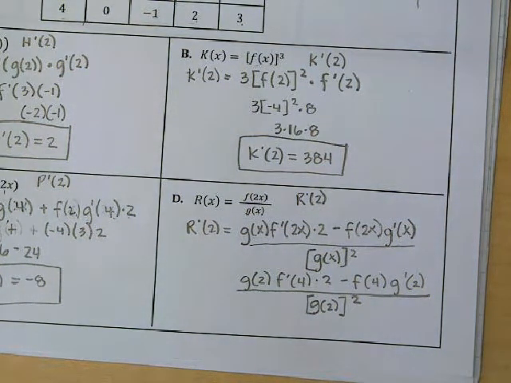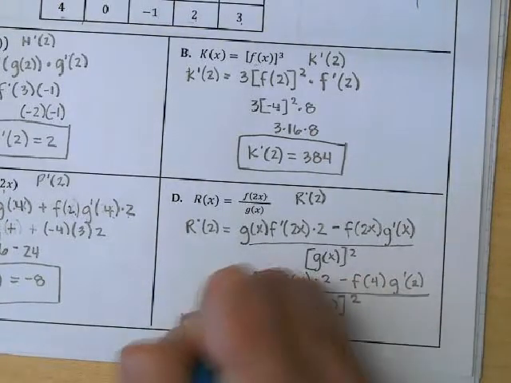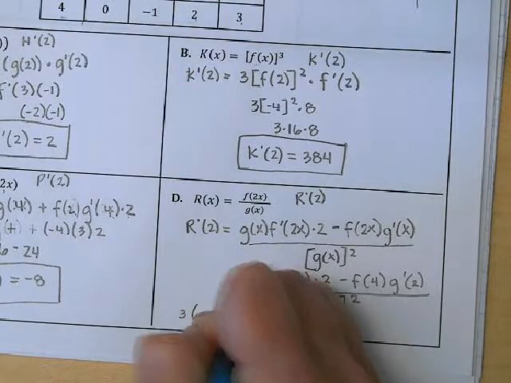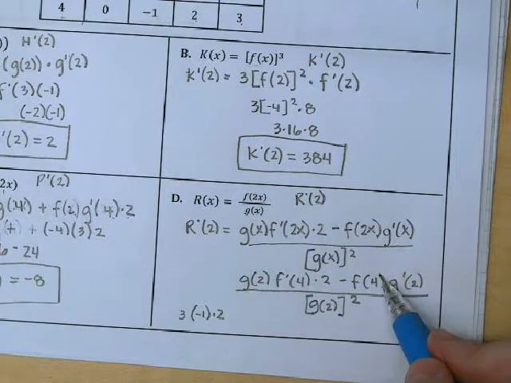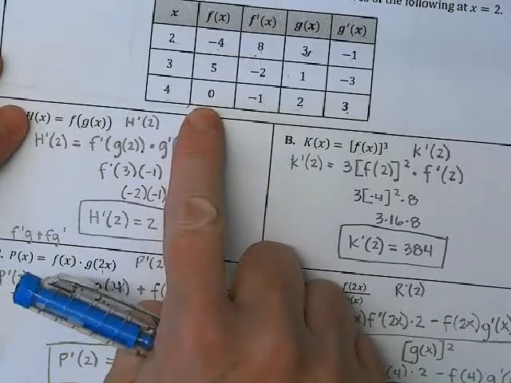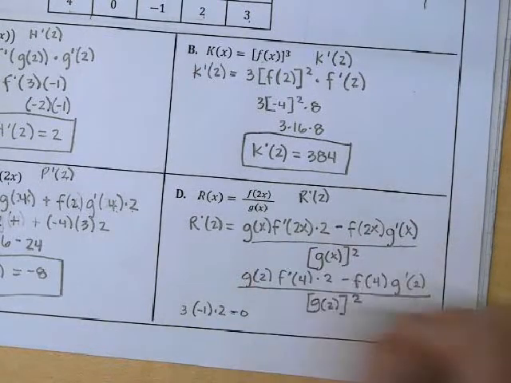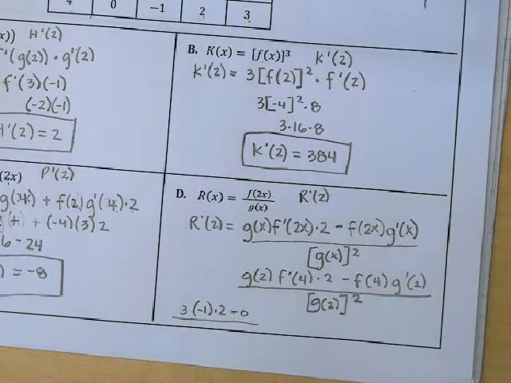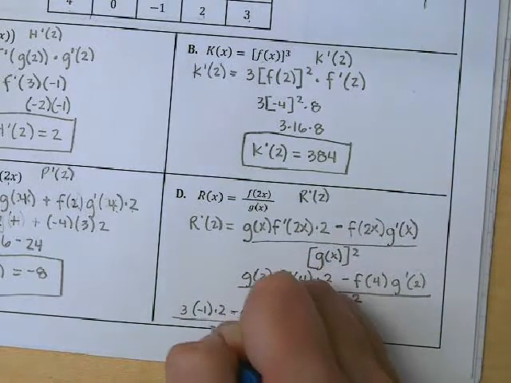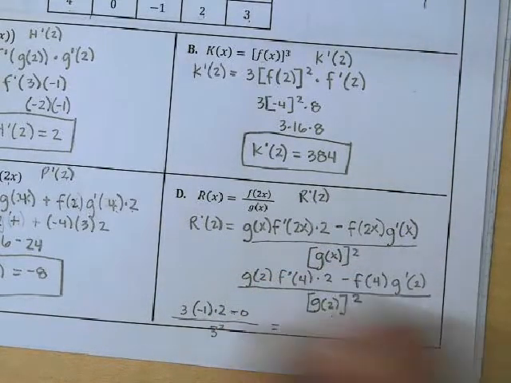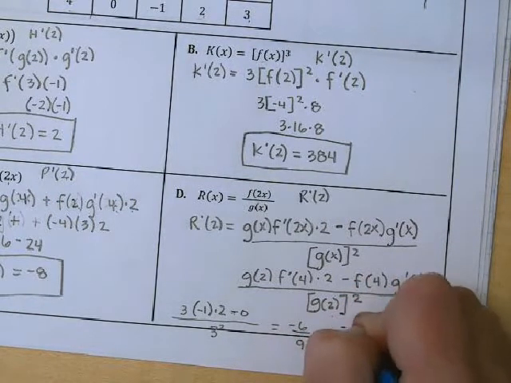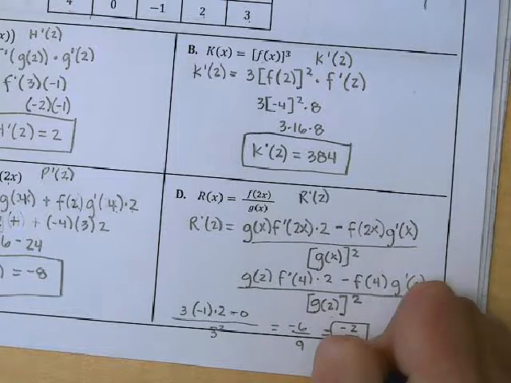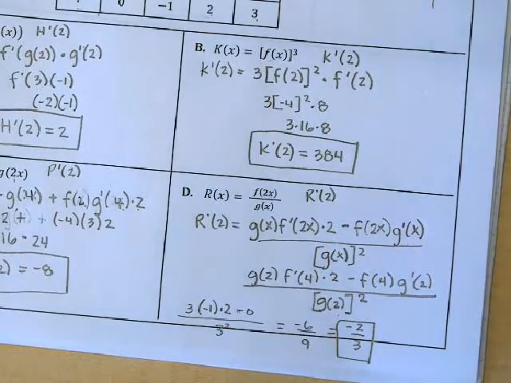Okay, let's see what we've got going here. So we have 3 times negative 1 times 2. f of 4 is 0. That's convenient. I'm not going to put anything else because 0 times anything is 0. g of 2 is 3. So that's going to be negative 6 over 9, or negative 2/3. Okay, these are kind of fun. There'll be a part 2 coming up.